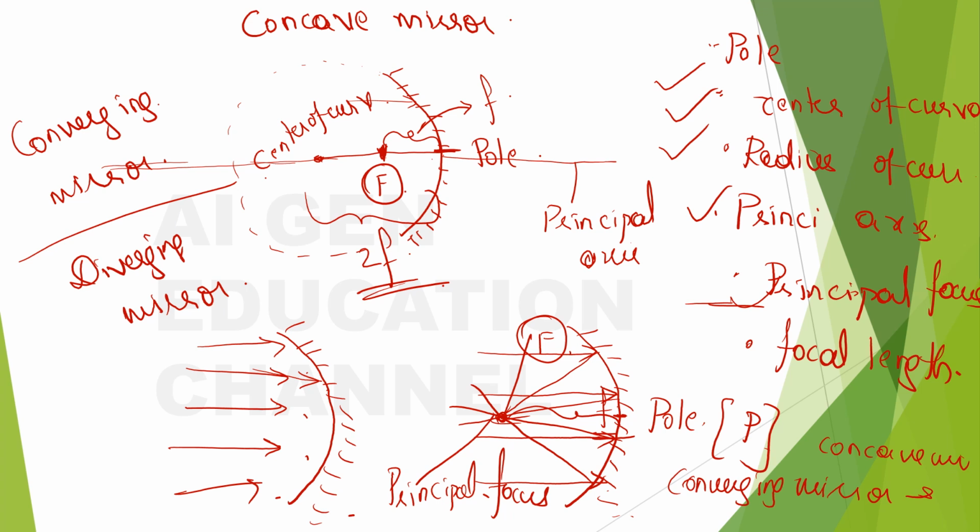Just recall what I have mentioned here. There is a real converging point. When there is a real converging point, what you get is a real image. Now let us get into the convex mirror. Let us see how it is called a diverging mirror.